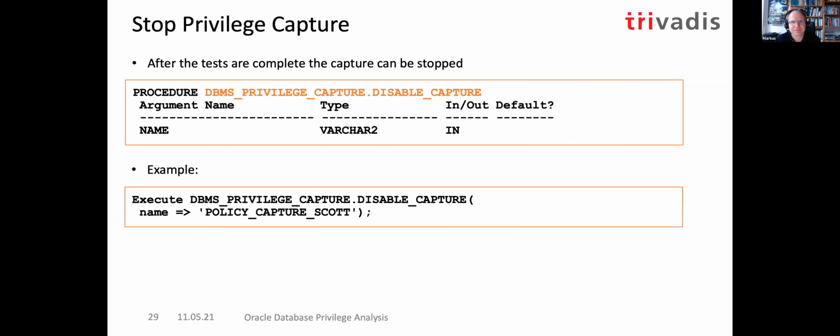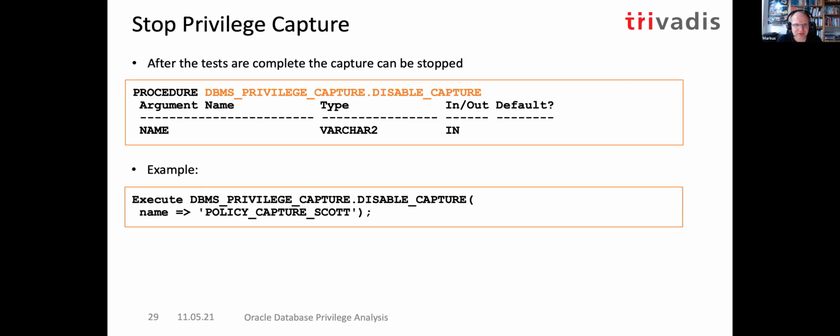Okay. As soon as the tests are complete, you can disable the capture. You don't have to provide the run name in this case because there can only be one run of a policy running at the same time, so no two runs of the same policy at the same time. And then the database will stop capturing the privileges.